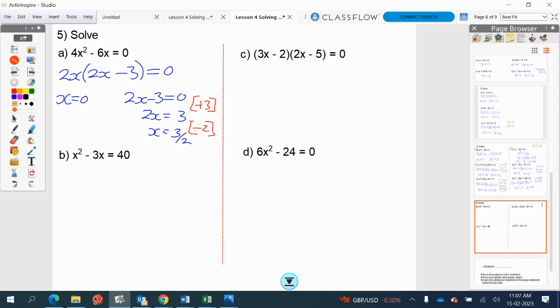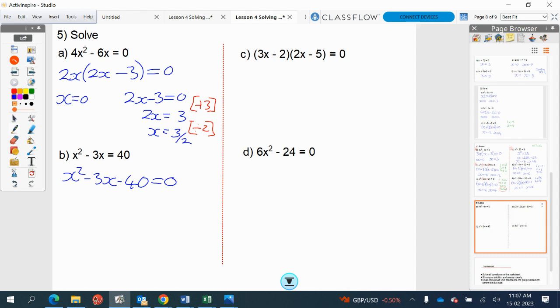Okay, B. Is this a binomial or a trinomial? It's a trinomial. We need to rearrange this into the form x squared minus 3x minus 40 is equal to 0. So you might need to add and subtract a little bit, or multiply and divide to get to this point. You always want to get to the point where you've got x squared at the front. Not 2x squared, not minus x squared, but x squared.